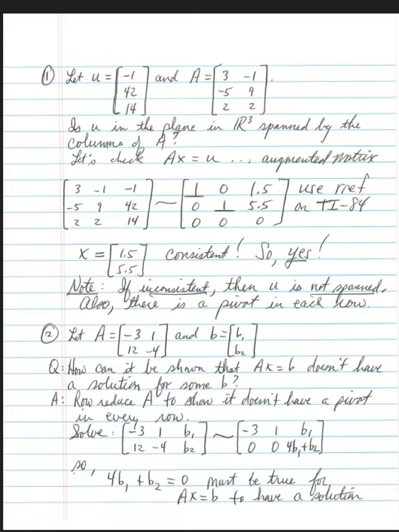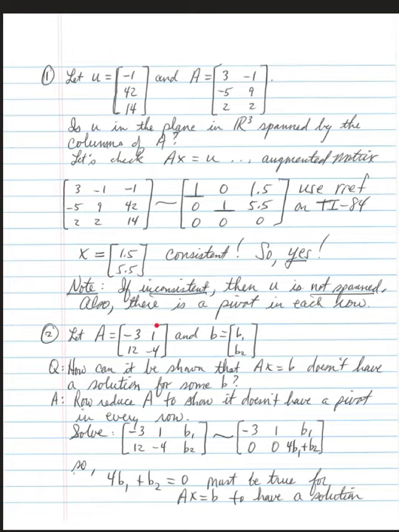Note, if you come up with an inconsistent matrix, then u is not spanned. Also, make sure you note there is a pivot in every row. This one's a 0 row, so you don't have to sweat that one. Let's look at a second example.